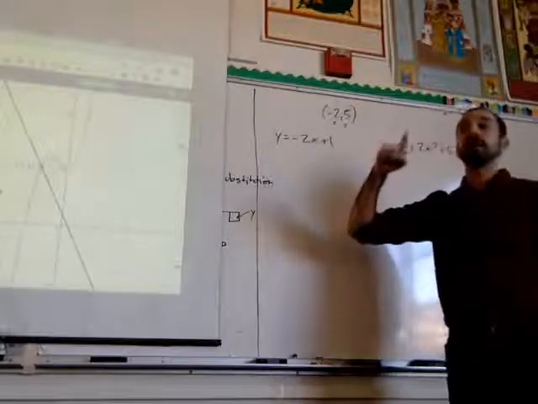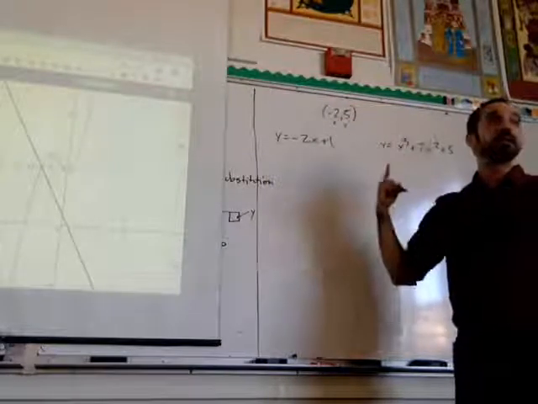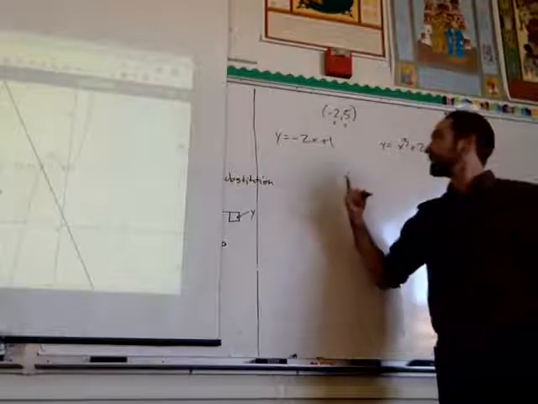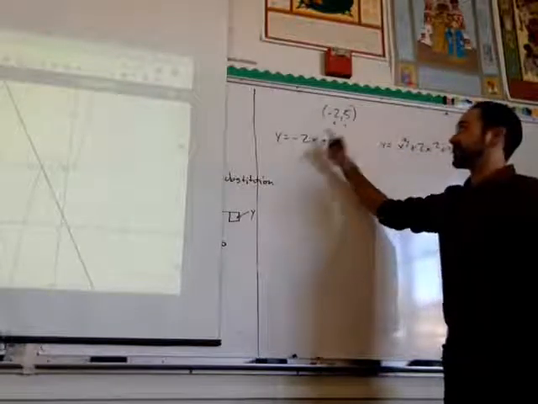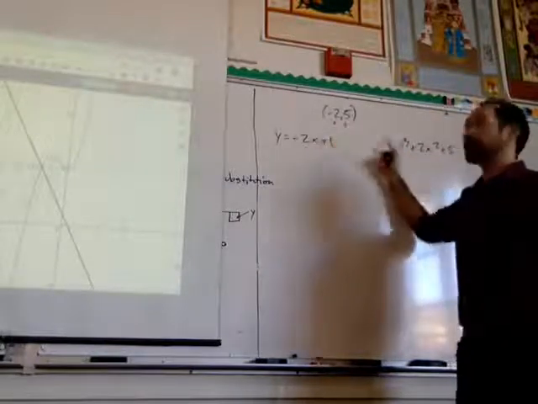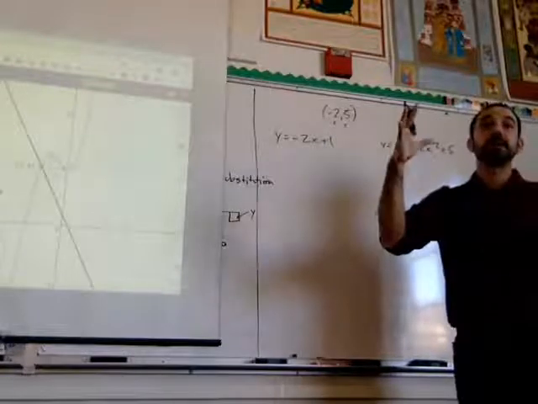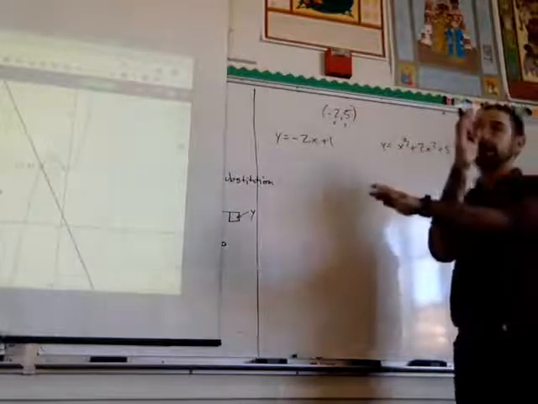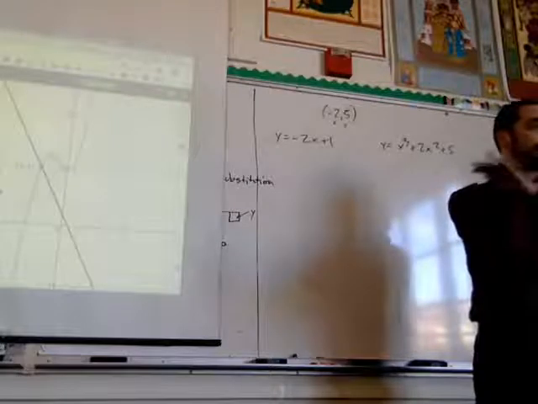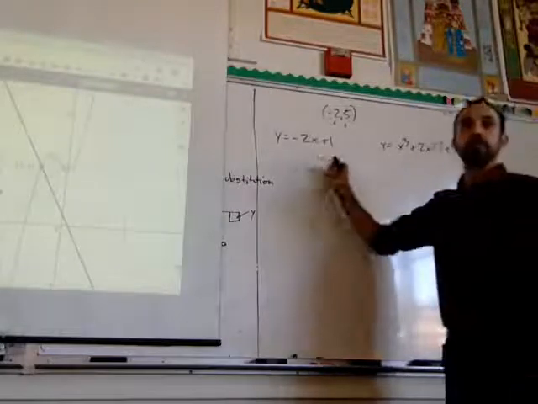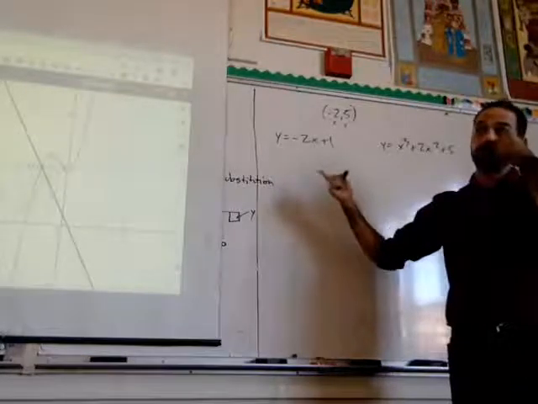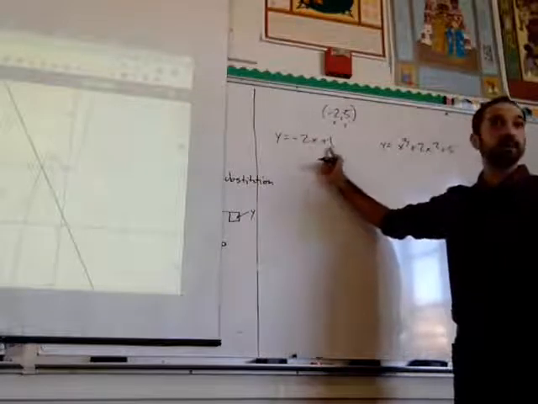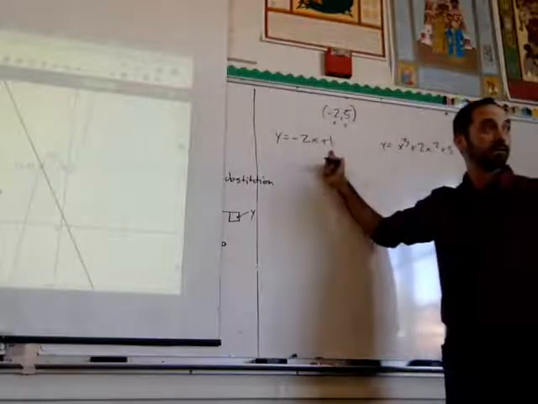I want to use synthetic substitution to see if this is a solution for this road and this is a solution for this road. Again, the cone has to be on both of the roads, and at the intersection, it is on both of the roads. It's just where they meet. So are there any terms missing here? If I'm going to do synthetic substitution, I got to make sure my terms are there. No. X to the first, constant, right?